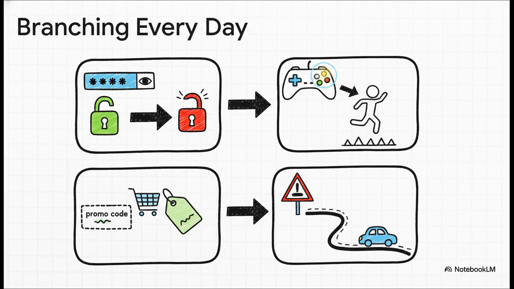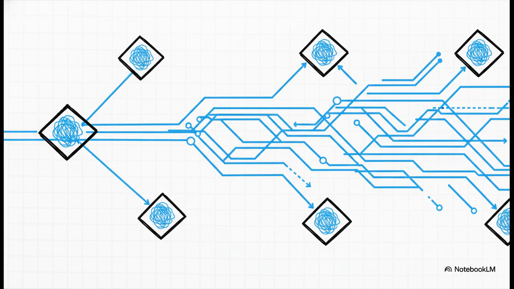And you see it absolutely everywhere. When you log in, if the password is correct, let me in, else show an error. In a video game, if the jump button is pressed, make my character jump. Applying a promo code, your GPS recalculating your route when you take a wrong turn, it's all just branching logic. And that's really the magic of it all. By just combining these simple, logical forks in the road over and over again, developers can build these incredibly complex systems that react to you and the world around them, making them feel dynamic and, well, pretty darn smart.